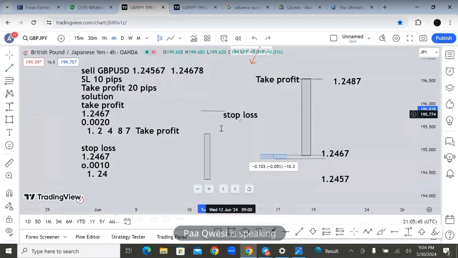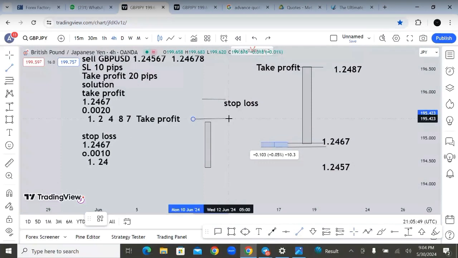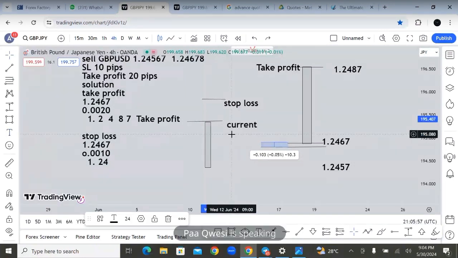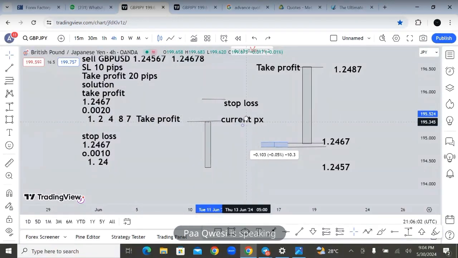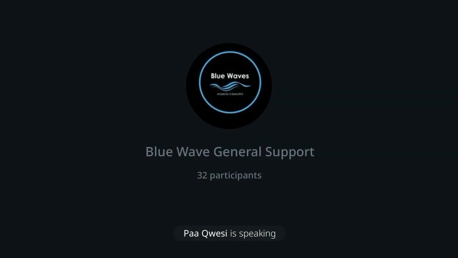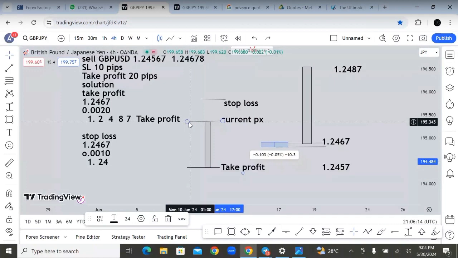And if price is going against you, this is the current market price. This is the current price. So in case price is going in your favor, this is where you want your broker to take you out. You are okay with the profit. Okay, it's simply you are okay with the profit. So this is where you want to be taken out.